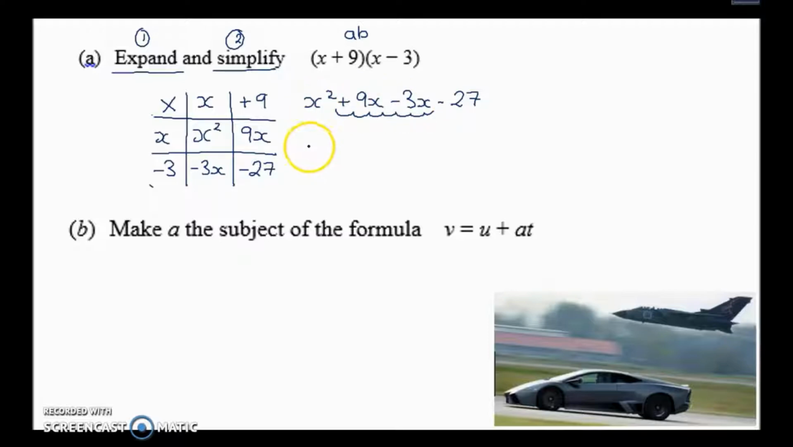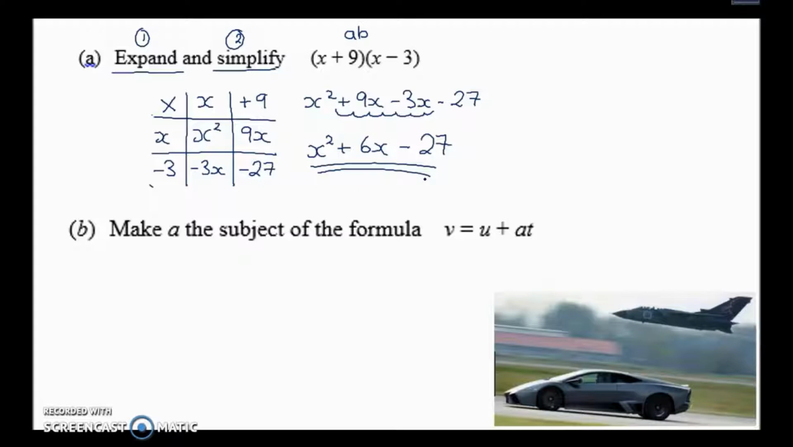So we can write our x squared in again. 9x minus 3x becomes a plus 6x. And then the minus 27, that was the only number that we had, so we can just leave that alone on the end. Okay, and that would be the final solution. Expanded and simplified. Nice easy marks.